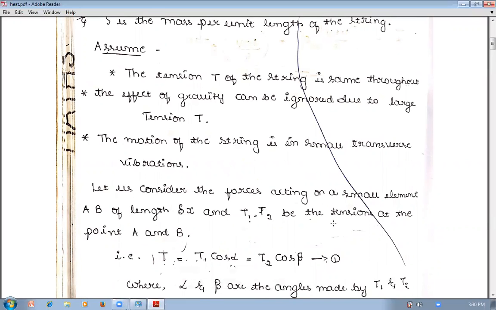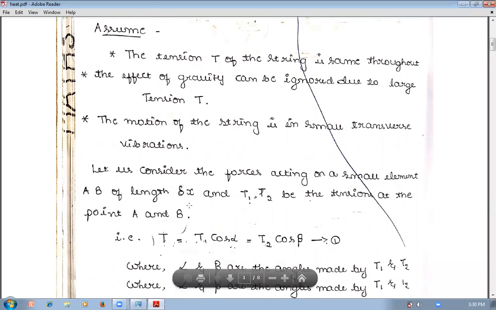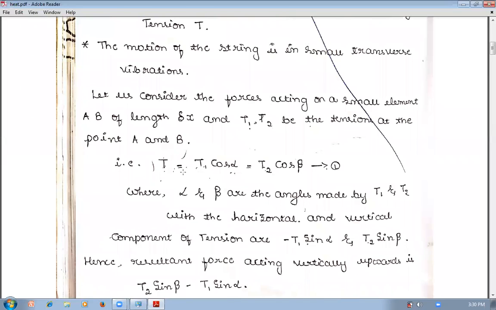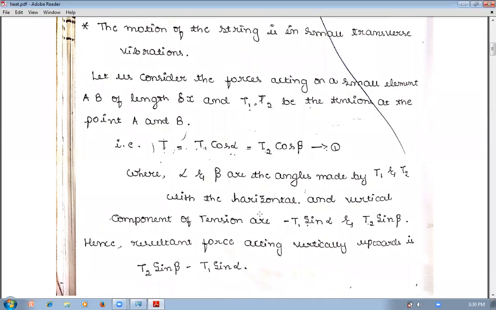Let us consider the forces acting on a small element AB of length delta x, and T1, T2 are the tensions at the points A and B. That is, T = T1 cos alpha = T2 cos beta. Call it equation 1. Here alpha and beta are the angles made by the tangents T1 and T2 with the horizontal line.